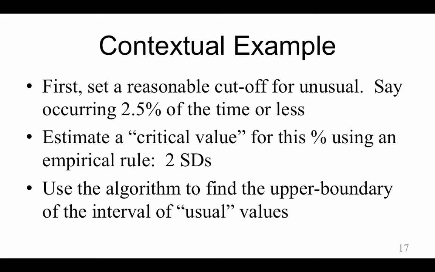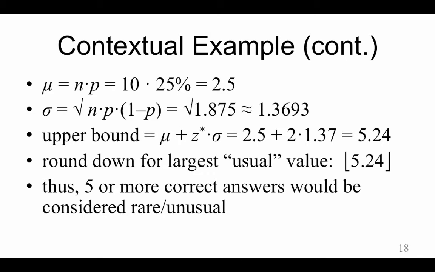Now we'll use the algorithm to find the upper boundary of the interval of usual values. There are 10 multiple choice questions. There are 4 options for each question, so by guessing alone, there's a 25% chance of guessing the correct answer. So the average number of correct answers we would expect to see would be 2.5. For the standard deviation, multiplying 2.5 by 0.75, or 75%, we get the value 1.875, the square root of which is about 1.37. So 2 standard deviations above the mean, or 2 times 1.37 above the mean of 2.5, is the value 5.24.